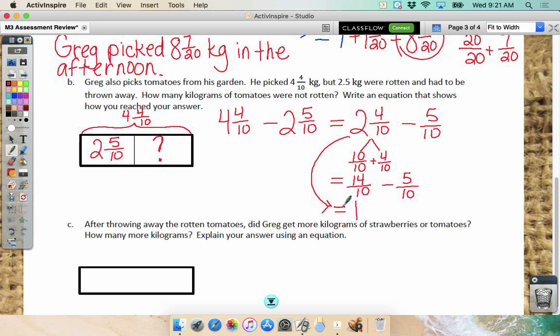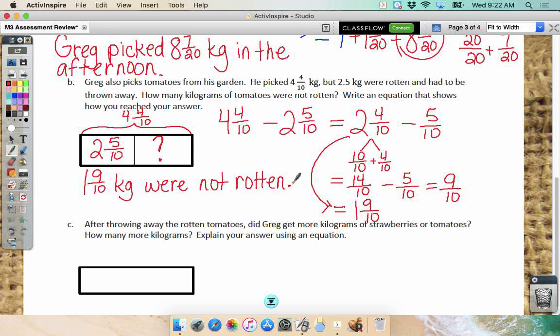So how many kilograms were not rotten? 1 and 9. 14 minus 5. So 1 9/10 were not rotten. I put 1 and 9/10 kilograms were not rotten. I agree. 1 9/10 kilograms were not rotten. That's not really a 5th grade sentence, but we're getting tired.